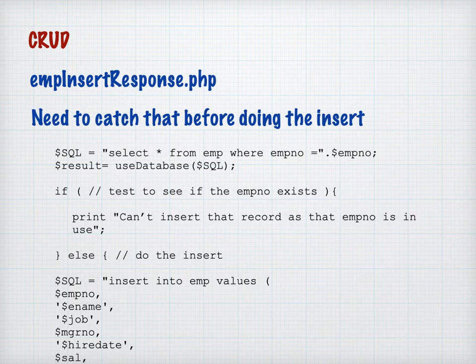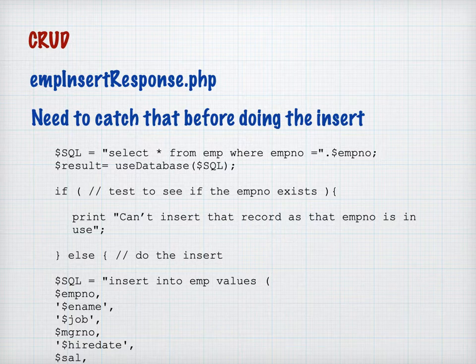And the way that we would do that is in emp insert response. We basically write a little bit of SQL, and that's what's on this first line. And what it does is it tests the database to see, does that emp number already exist? And so we send it off to the database and we get our result back. And then we basically have two possible outcomes here. Either that number is in use, that person exists, or the number does not exist. If the number exists, well, we can't go ahead with the insert. We can't insert a record if someone already has that emp number.